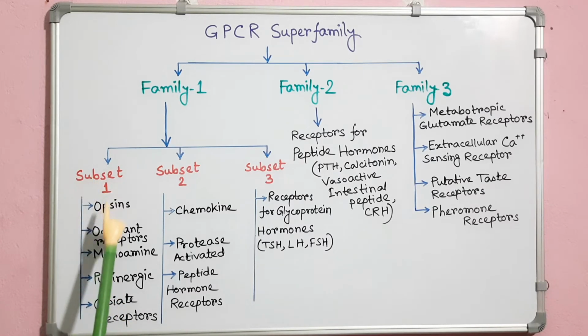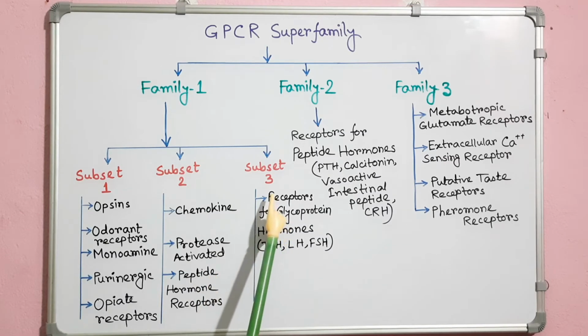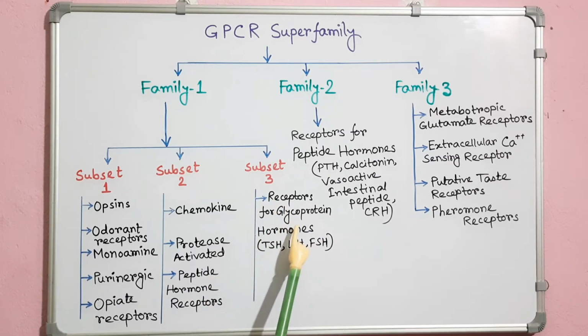These receptors have a short N terminus. The second subset includes chemokine, protease activated, and certain peptide hormone receptors. These receptors have a slightly larger N terminus. The third subset includes receptors for the large glycoprotein hormones, say TSH, luteinizing hormone, and follicle stimulating hormone. They have an approximately 400 residue long extracellular N terminus.